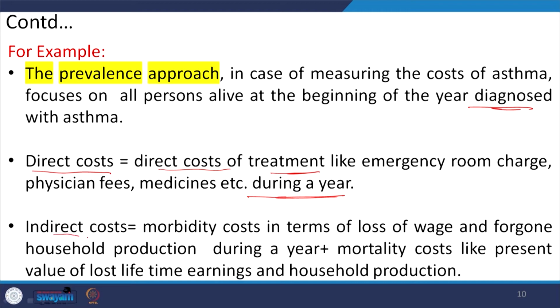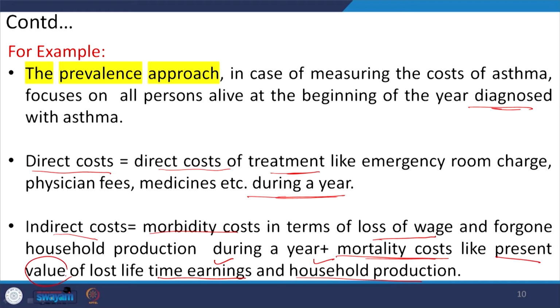But likewise, we can find out the indirect costs by taking into account the morbidity costs in terms of loss of wages or foregone household production during that year, as well as the mortality costs. For example, if the person has not faced his death, then obviously he could have added some earnings or some household production. The amount of household production and the value of this earning can be expressed in terms of present value.